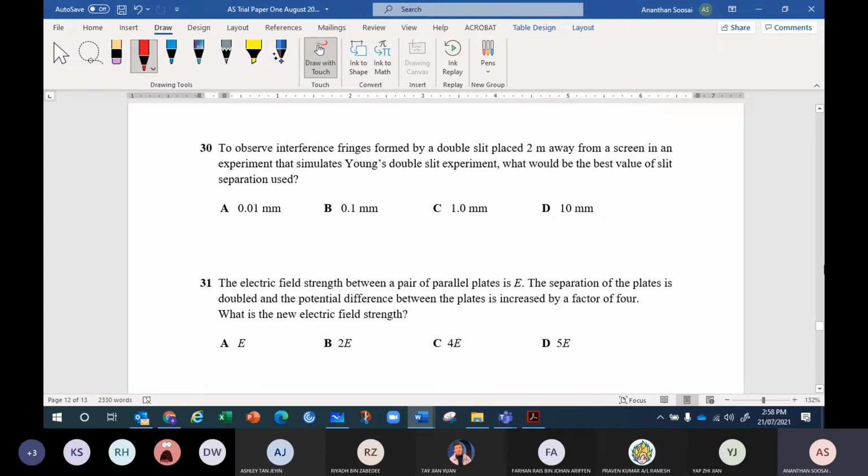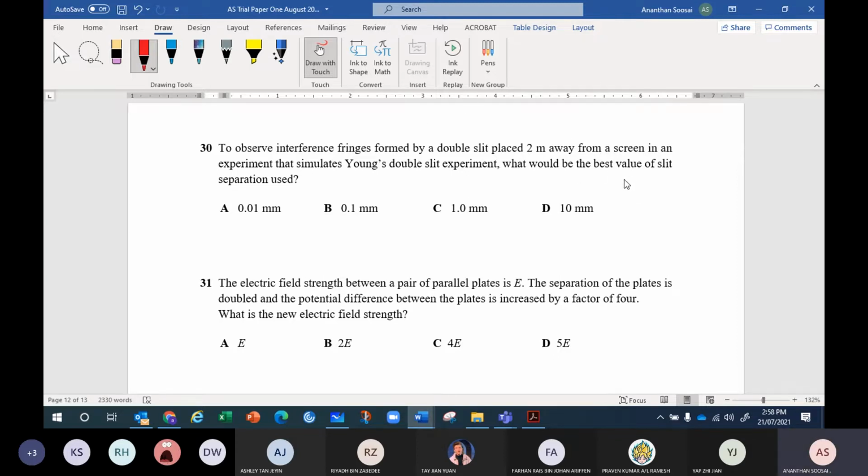To observe interference fringes formed by a double slit placed 2 meters away from a screen in a Young double slit experiment, what would be the best value of slit separation? What's the answer given? B, 0.32? What's the answer given actually? 0.1. C, 1 mm. Oh, 2 meter. What would be the best value of slit separation used?